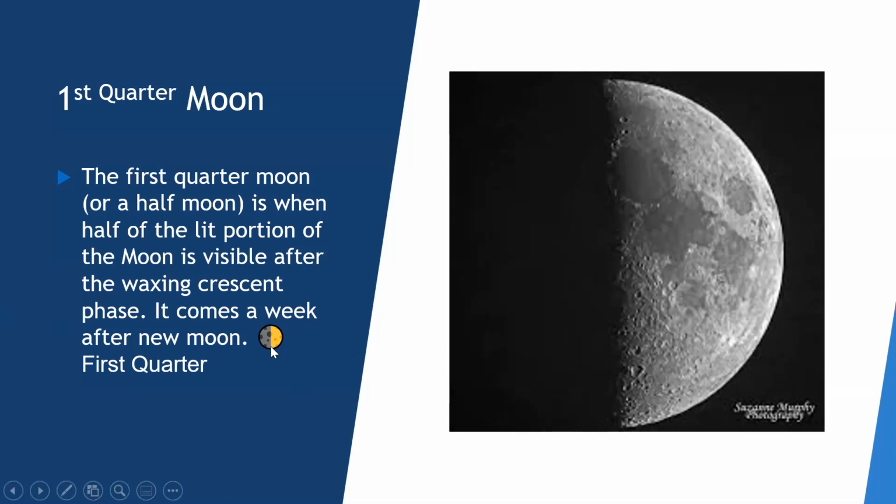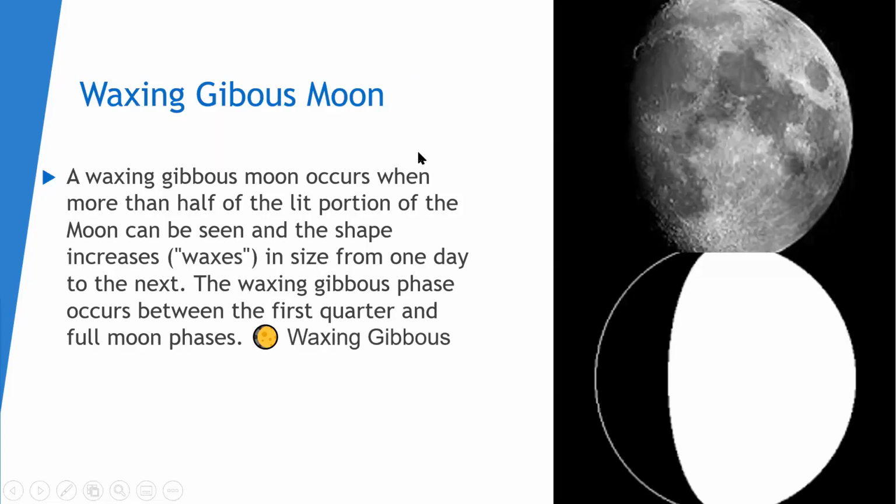This is an example. Notice how half of the moon is dark, half of the moon is light. This is the part of the moon that is reflecting sunlight. So the sun is over here flashing the light. And then this is the part of the moon that we don't see, or the dark side of the moon.